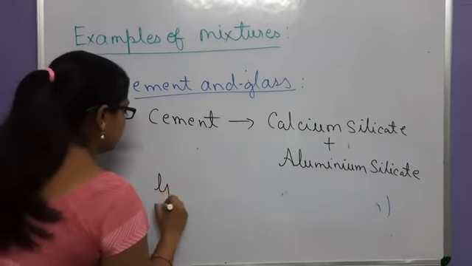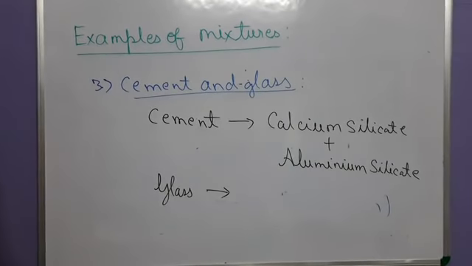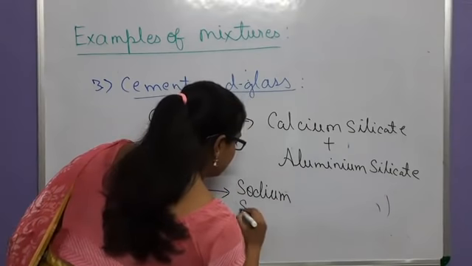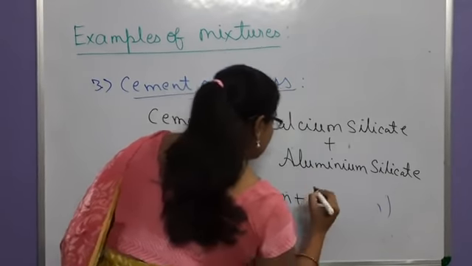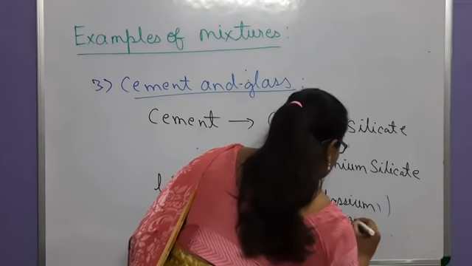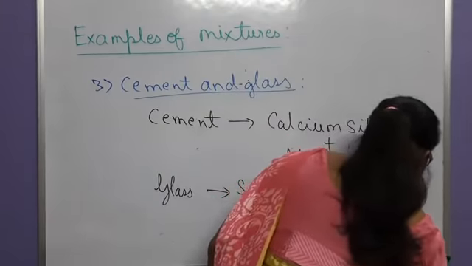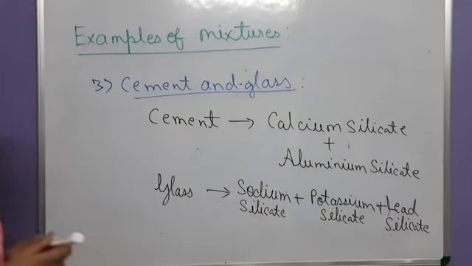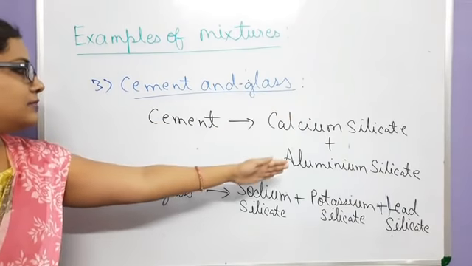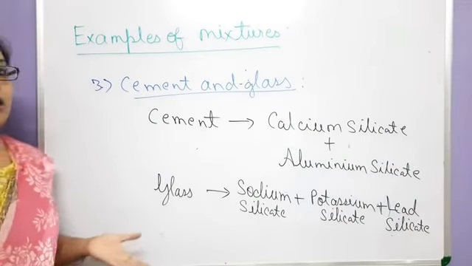What about glass? In glass, sodium silicate is mixed with potassium silicate and lead silicate. So cement and glass are also mixtures. As you can see, the components of cement are calcium silicate and aluminium silicate. Glass is a mixture of sodium silicate, potassium silicate and lead silicate. So these are the various examples of mixtures.